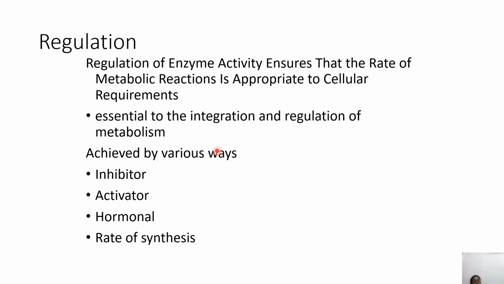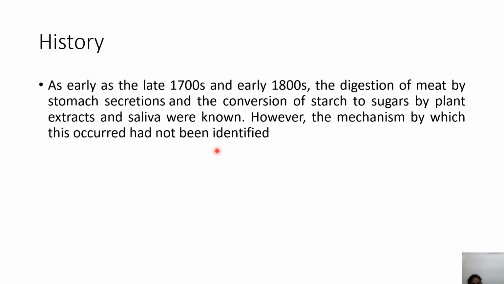Then we have regulation. Regulation of enzyme activity ensures that the rate of metabolic reactions is appropriate to cellular requirements. It is essential to the integration and regulation of metabolism. It can be achieved in various ways: inhibitors, activators, hormonal control, and rate of synthesis. Right?